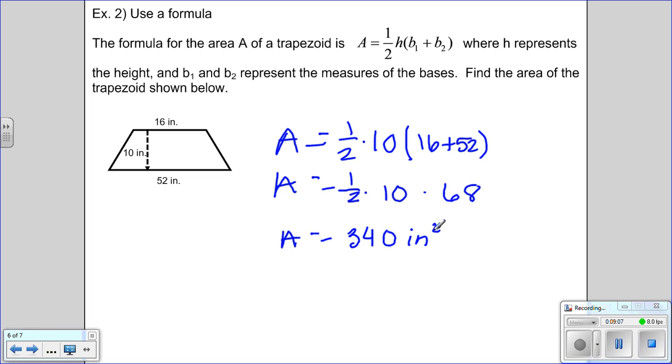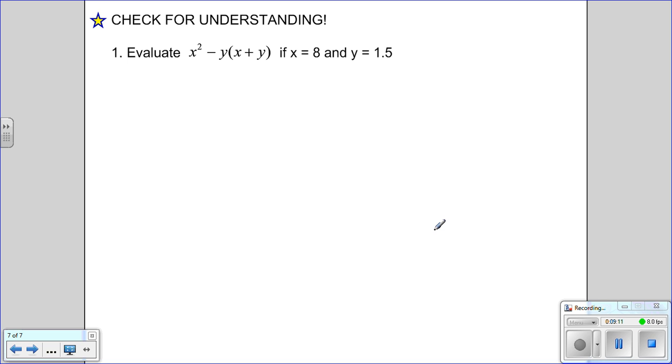Okay, and finally, I'd like you to try one problem on your own here to check for understanding. I'm going to check this problem tomorrow in class, so make sure that you try it on your own now and complete it, and then bring it with you with your completed notes tomorrow in class, and we'll see if you get the correct answer.